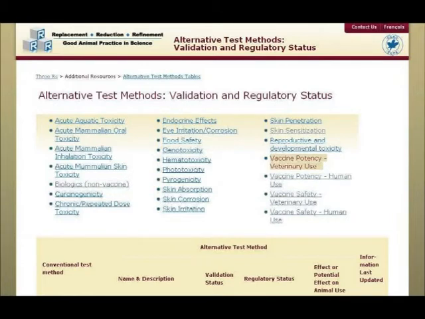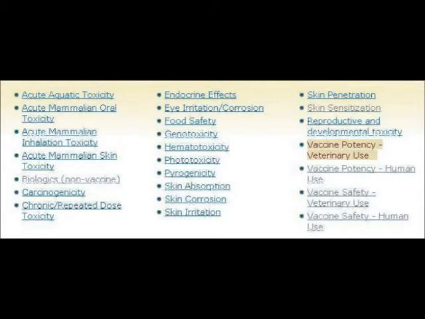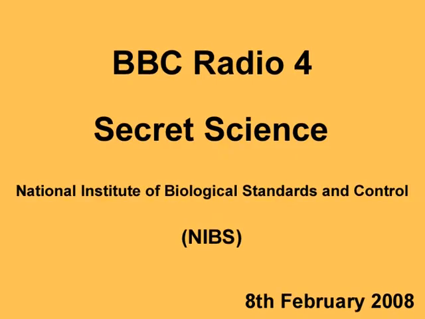In this episode called Biologicals, Vaccines and NIBS, we will be looking at two sources of information. The first is from the Canadian Council on Animal Care's website. You can see it in front of you, and if you look at the third column, you will see that there's 4 stages or 4 parts of how vaccines are tested. The first one, which is highlighted here, says vaccine potency, veterinary use. The second one says vaccine potency, human use. The third one says vaccine safety, veterinary use, and the last one says vaccine safety, human use. We will be looking at all 4 of those areas, as well as referring to the BBC Radio 4 programme called Secret Science, which looked at the National Institute of Biological Standards and Control, otherwise known as NIBS.